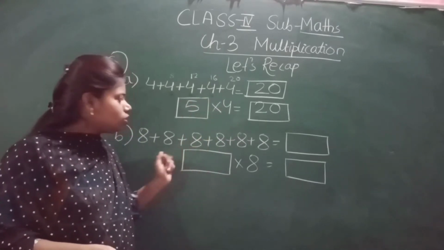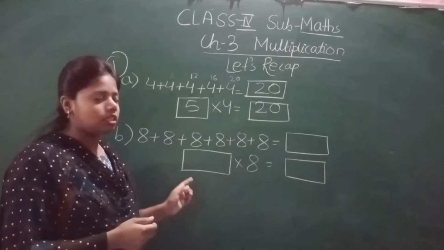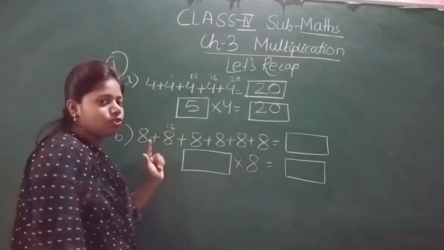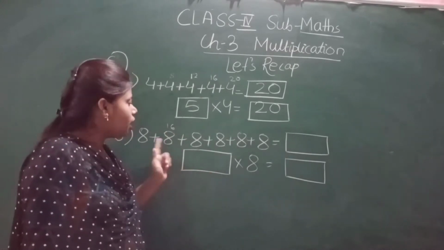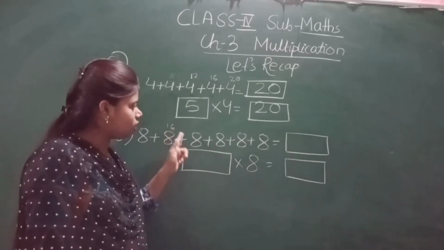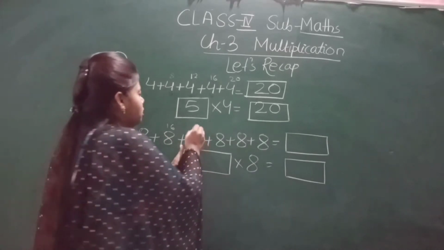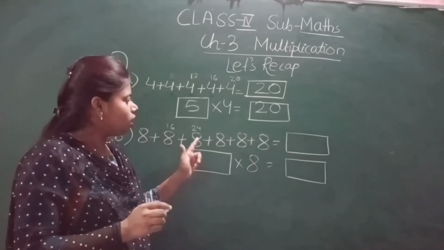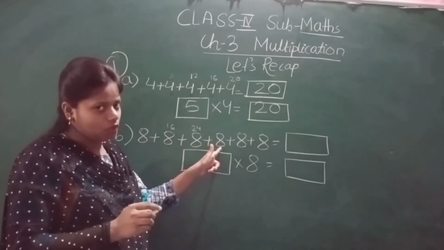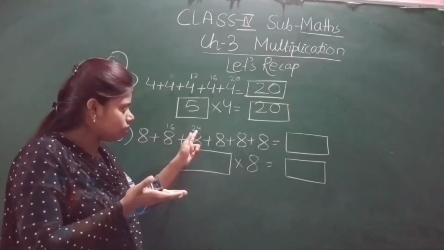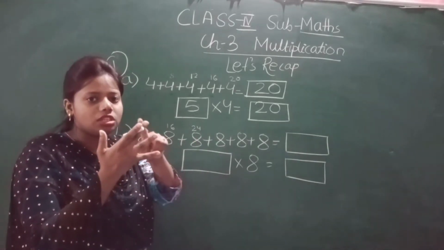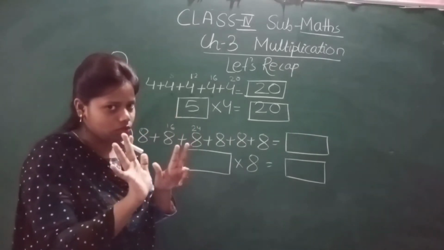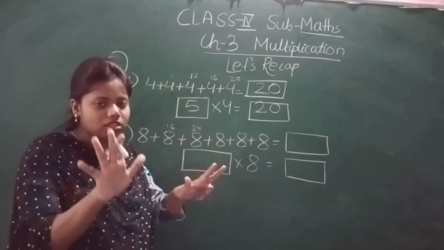Okay. Now let's do this one, number B. Now see here. 8 plus 8 is how much? 16. If you want, you can write here so that you don't forget the counting. 16 plus 8 will be how much? 24. Now 24 plus 8. You can add on your fingers also, like 24 is there, then 25, 26, 27, 28, 29, 30, 31, 32. You can do the counting on your hand also. Every time you take 8 fingers out and you count it.